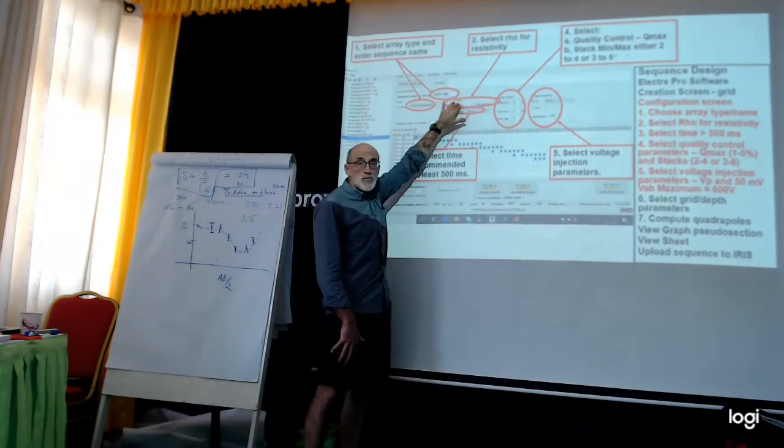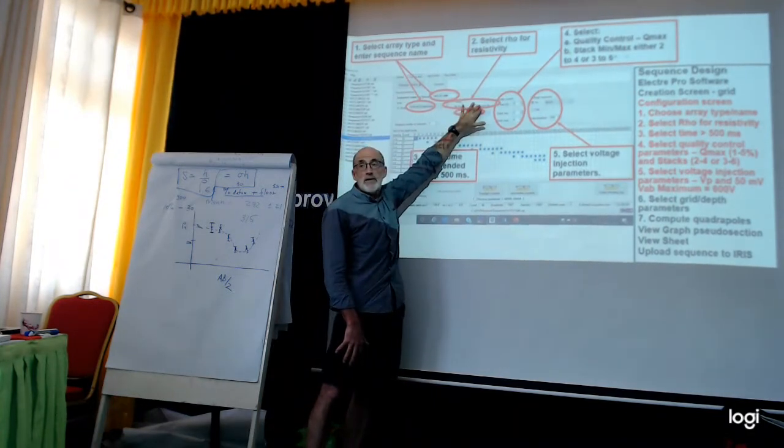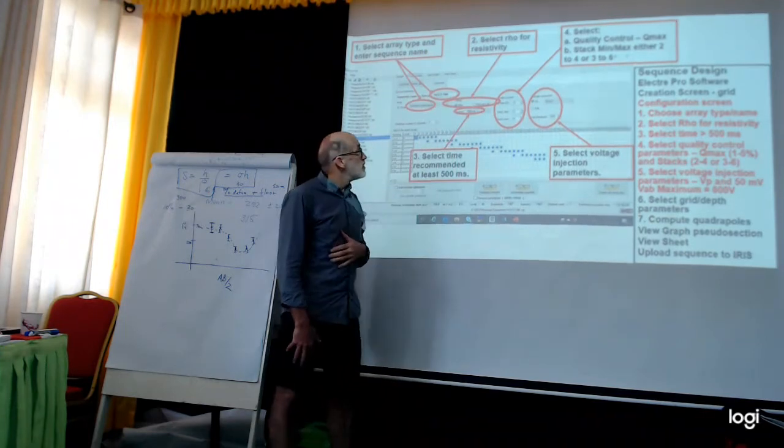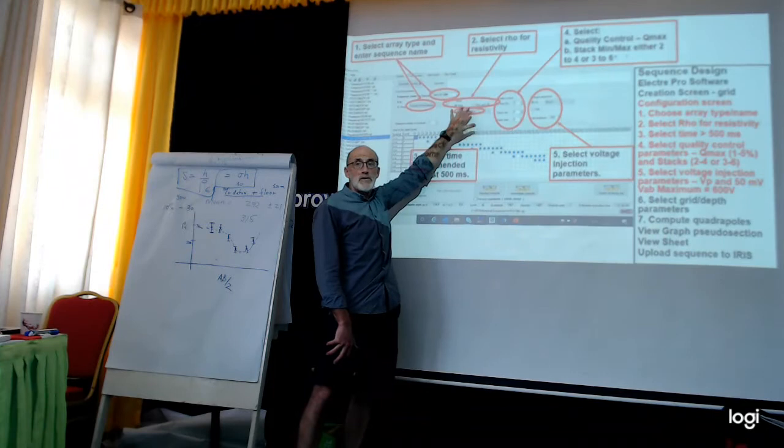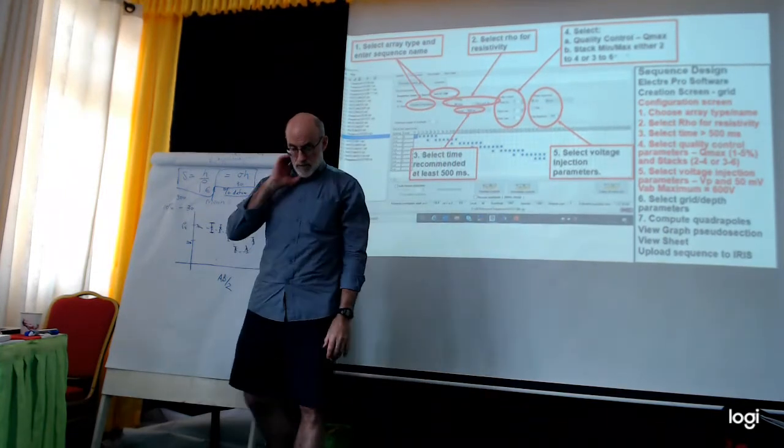Then we select row because we're not going to collect IP. We select the time, 500 milliseconds.